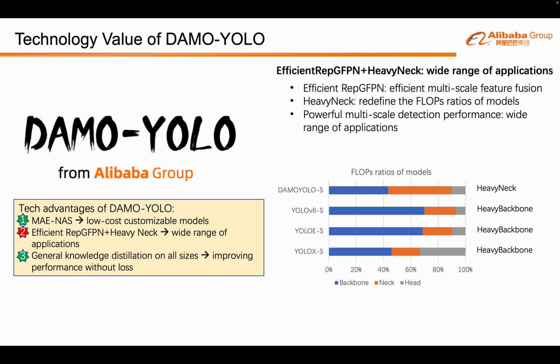And the so-called heavy neck paradigm means we assign most flops of models to feature fusion layers. As the flops ratios of different models in this figure show, the flops of feature fusion layers, which is also known as the neck, of DAMO-YOLO S make up nearly half of the flops of the whole model. This is different from other models whose flops are mostly assigned to their backbones. In the later sections, we will show the detailed analysis and experimental results to prove that our efficient wrap GFPN and heavy neck paradigm improve the multi-scale detection capability significantly.